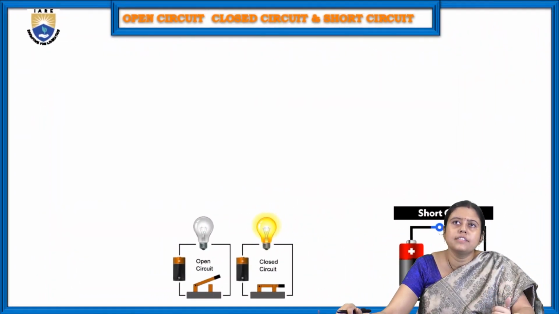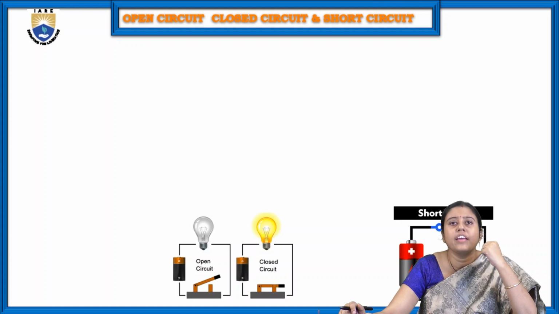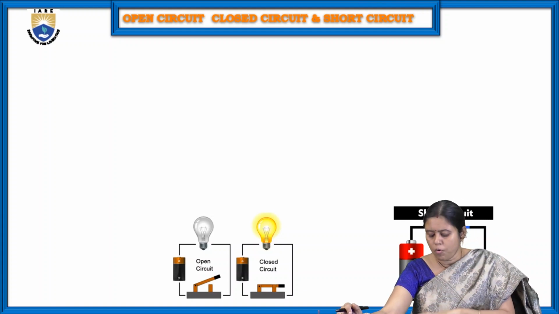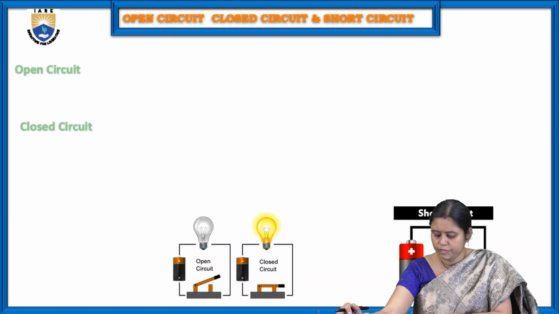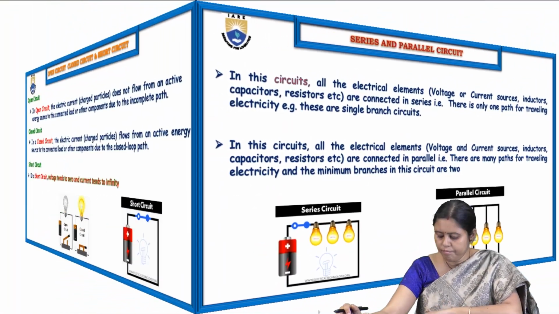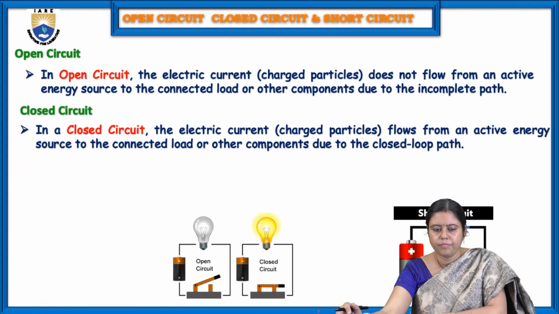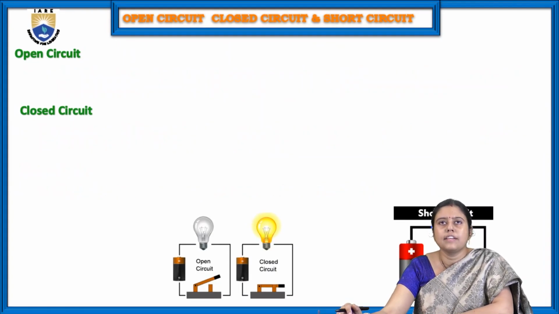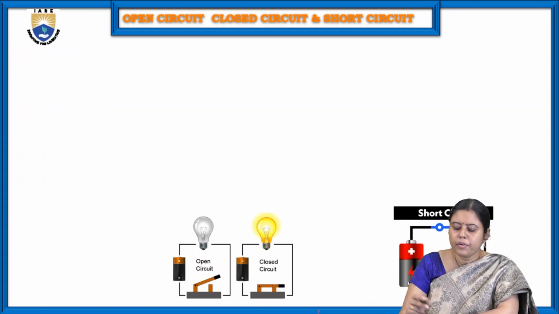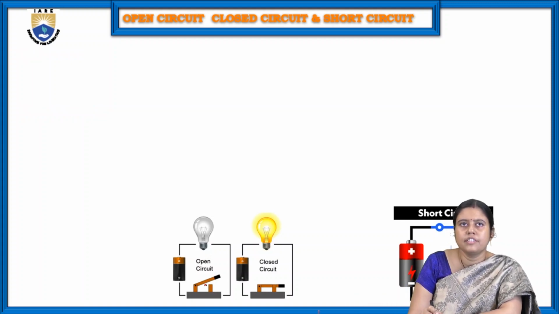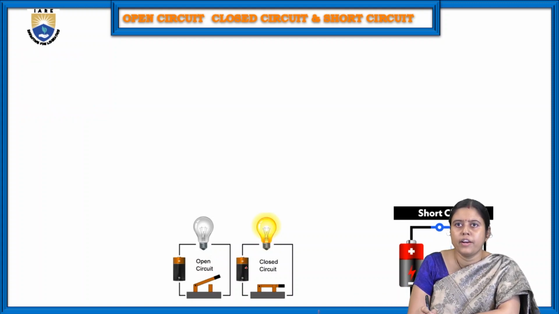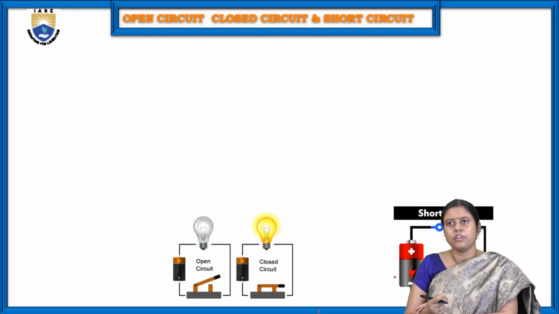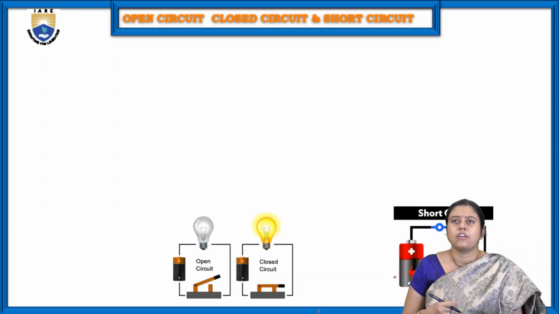While we discuss this, we will come to three important topics on circuits: open circuit, closed circuit, and short circuit. First of all, what is an open circuit? You can see below I have drawn three pictures. One is open circuit, one is closed path, and one is short circuit.